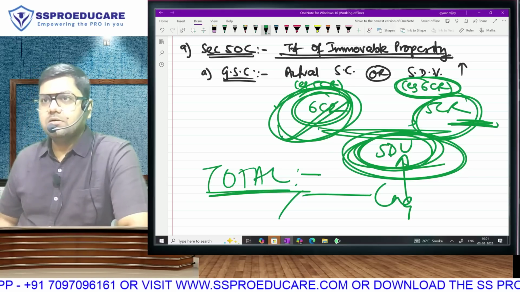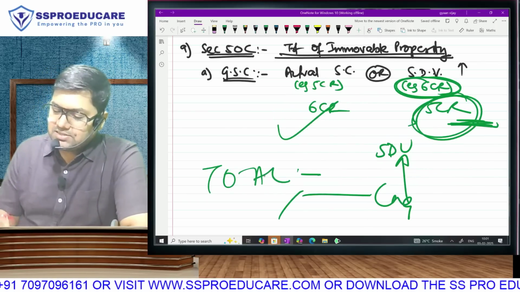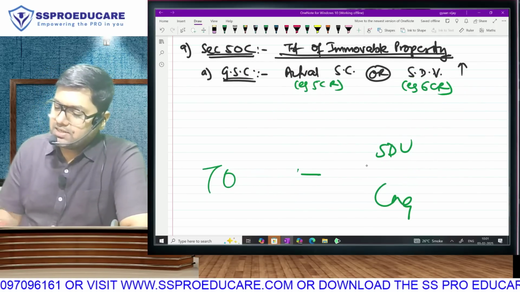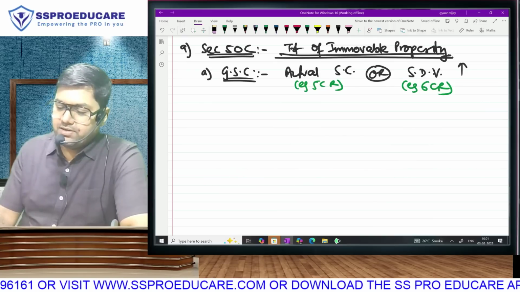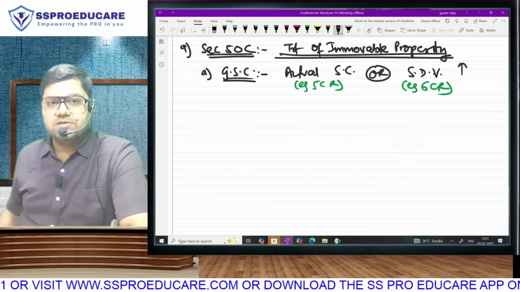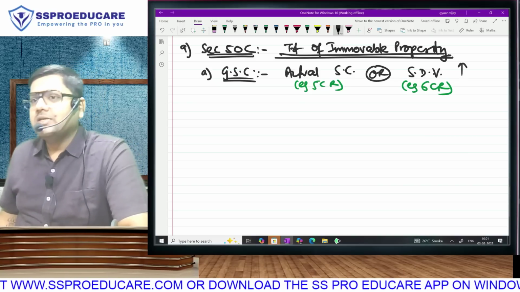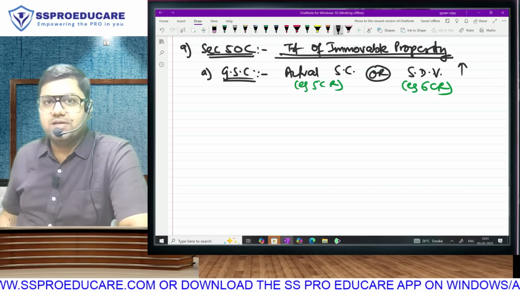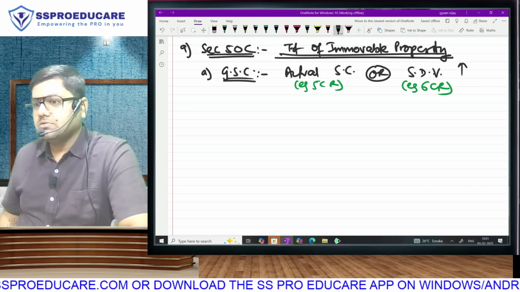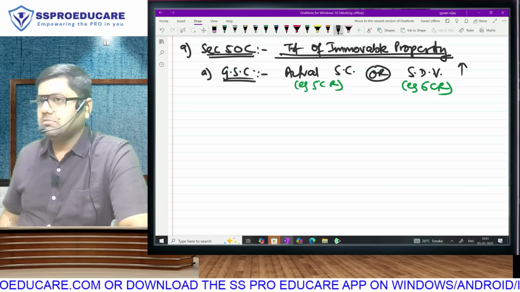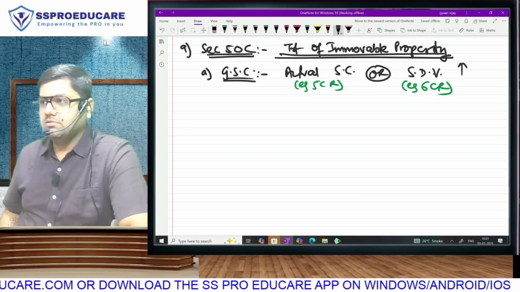Do you understand? Finally, as a tax consultant, our suggestion is simple: do the transaction at stamp duty value. What is gross sale consideration? Actual consideration or stamp duty value, whichever is higher. Is that understood? Everyone, but there are twists here.